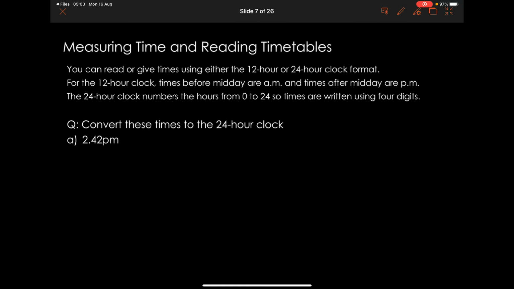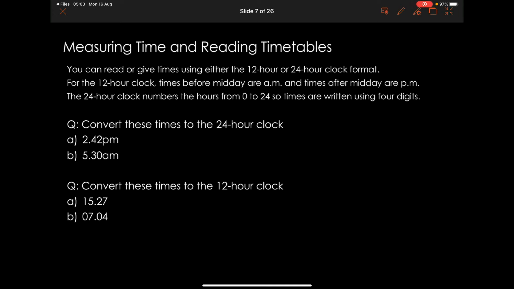Okay, convert these times to the 24-hour clock and convert these times to the 12-hour clock. Okay, pause the video and have a go, and then press play for the answers. Okay, if you've had a go at that. So, convert these times to the 24-hour clock.